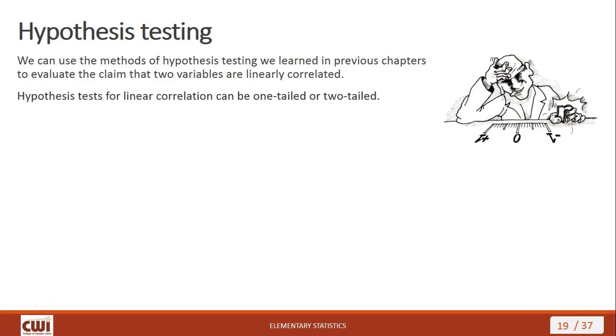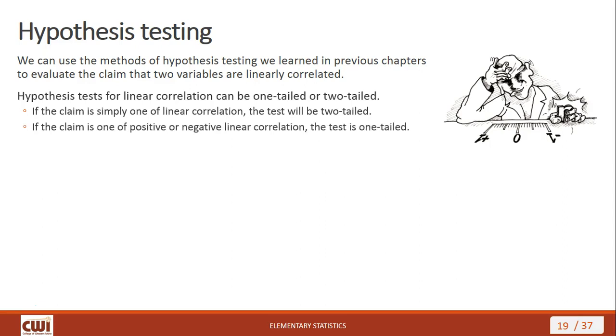Hypothesis tests for linear correlation can be one-tailed or two-tailed. If the claim is simply one of linear correlation, we have a two-tailed test. This is typically what you're going to see when you're doing a hypothesis test on linear correlation. Your null hypothesis says your linear correlation coefficient for the population will equal 0, and the alternative hypothesis is that it does not equal 0.